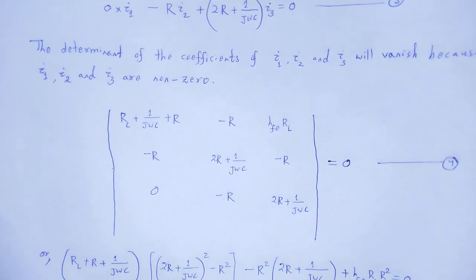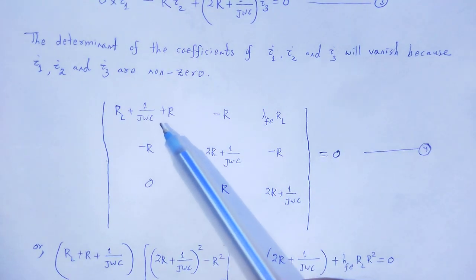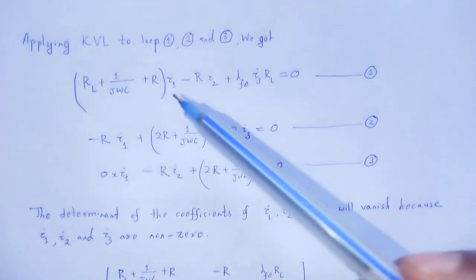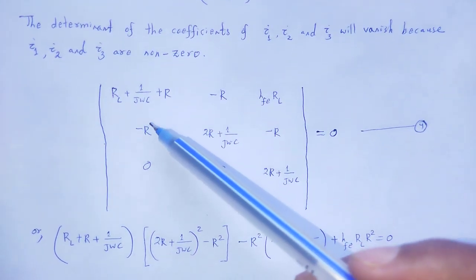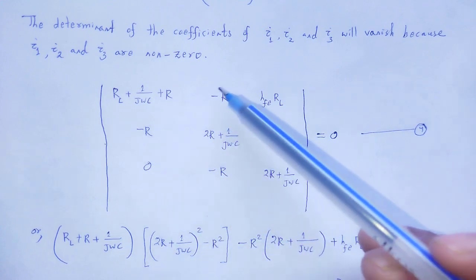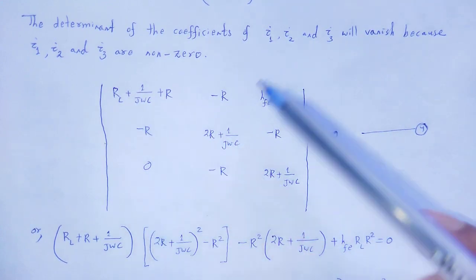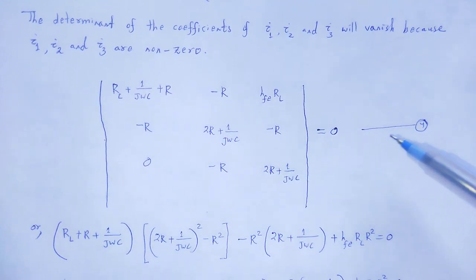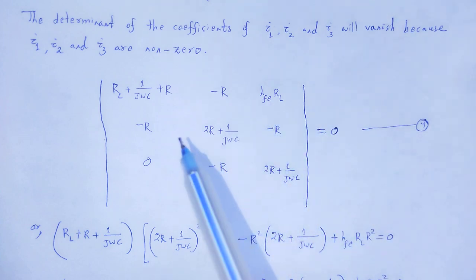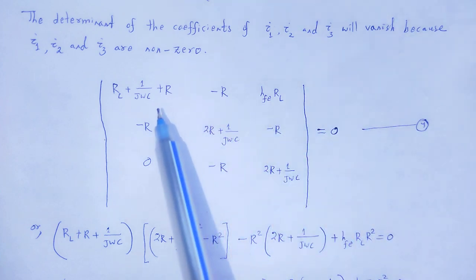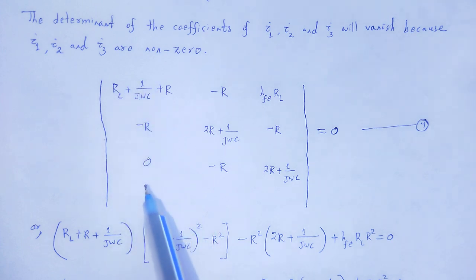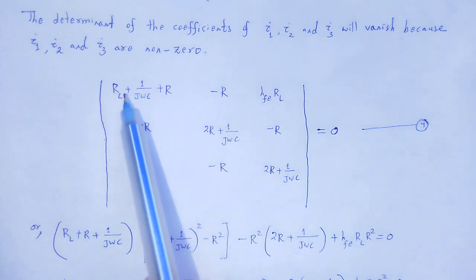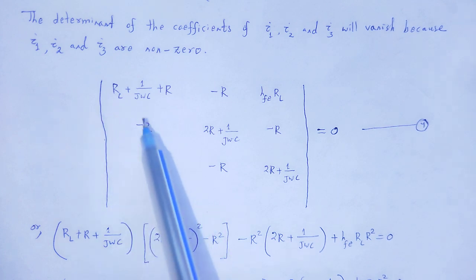Therefore, we can write the coefficient of I1, I2 and I3 in the determinant form. Coefficient of I1, I2 and I3 determinant is equal to 0. Now we can solve that determinant, expanding along column number 1. In column number 1, the signs are positive, negative, positive.